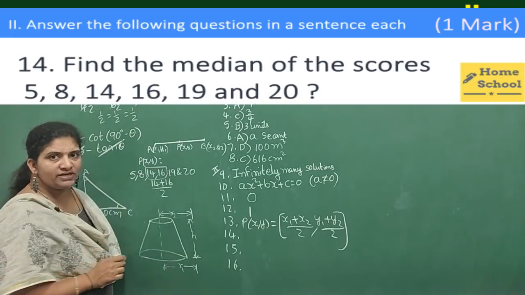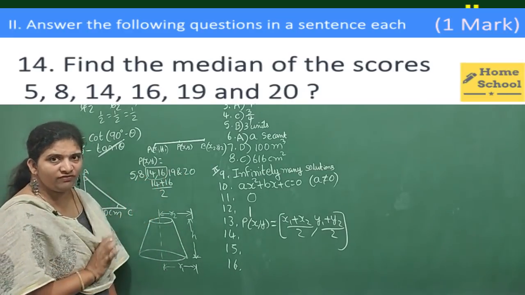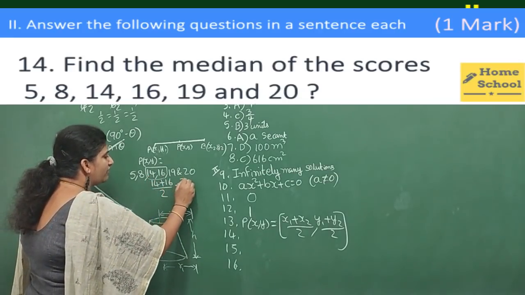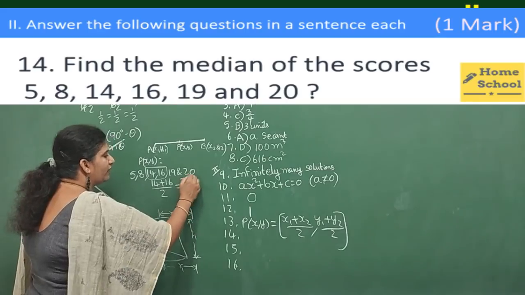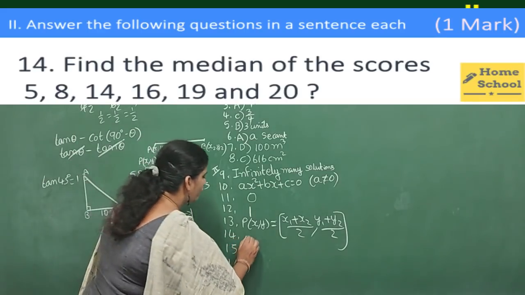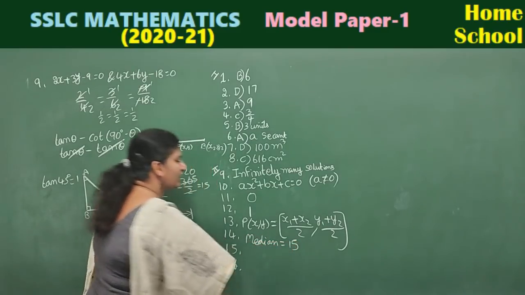Suppose you have odd numbers, the middle number is the median. Here you have even number of numbers. So middle two numbers add here. 16 plus 14 will be 30. 30 by 2, 15 is the median. So therefore, median is equal to 15.